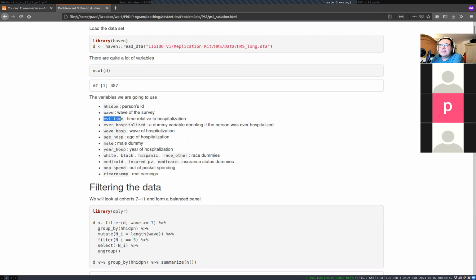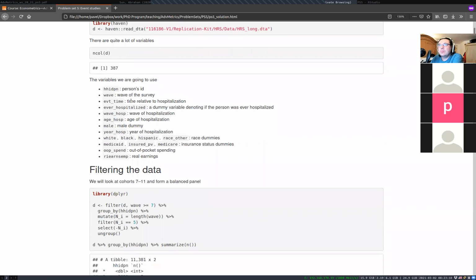We have this EVT time variable, which is time relative to hospitalization. And it's time relative to first hospital. Yeah, so basically, if a person is hospitalized in period T, so this EVT time is the actual period minus the period of hospitalization. So it can take positive and negative values, and this is what is denoted as little l in the paper. We have an ever hospitalized dummy. So if a person was hospitalized, it's 1. There is a wave of hospitalization variable. So this is the number of the wave in which a person was hospitalized.